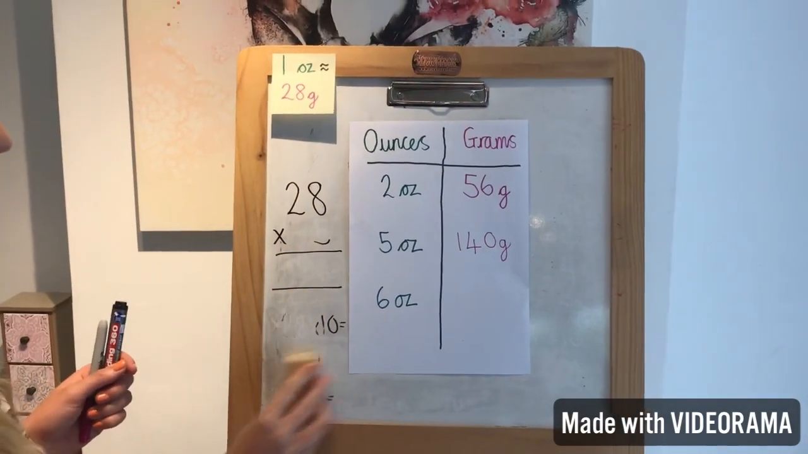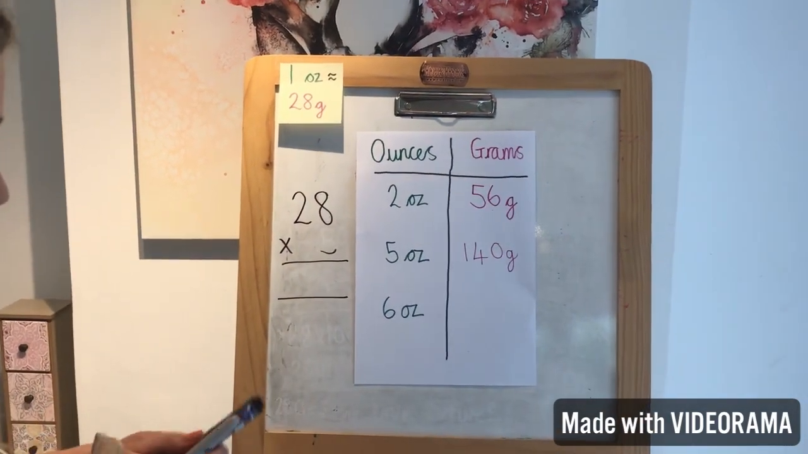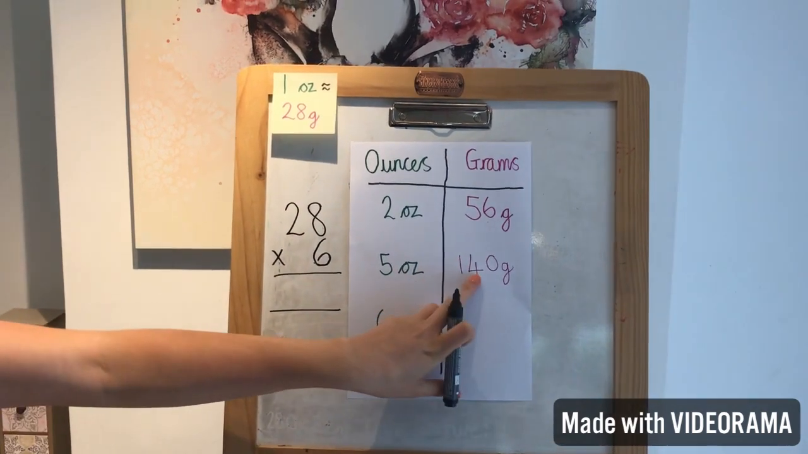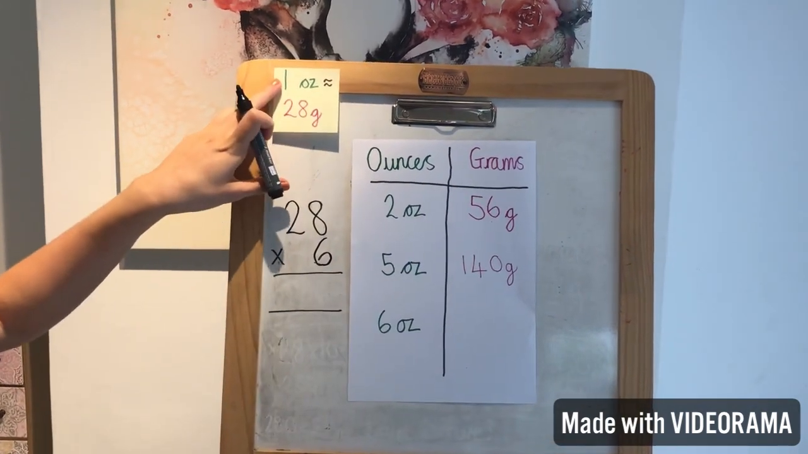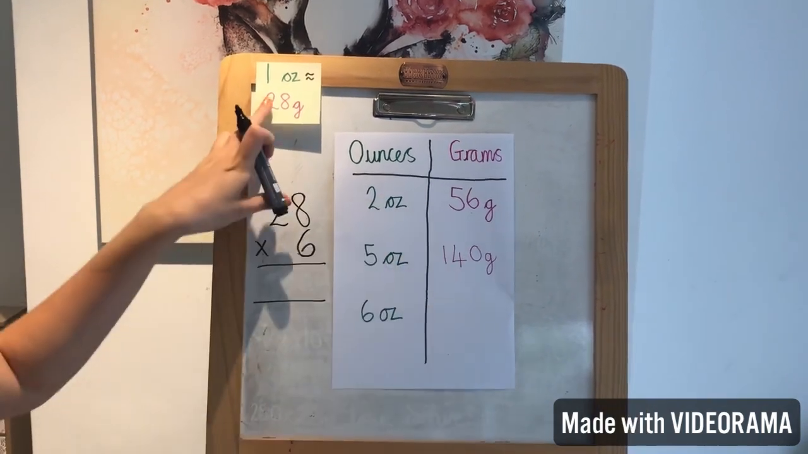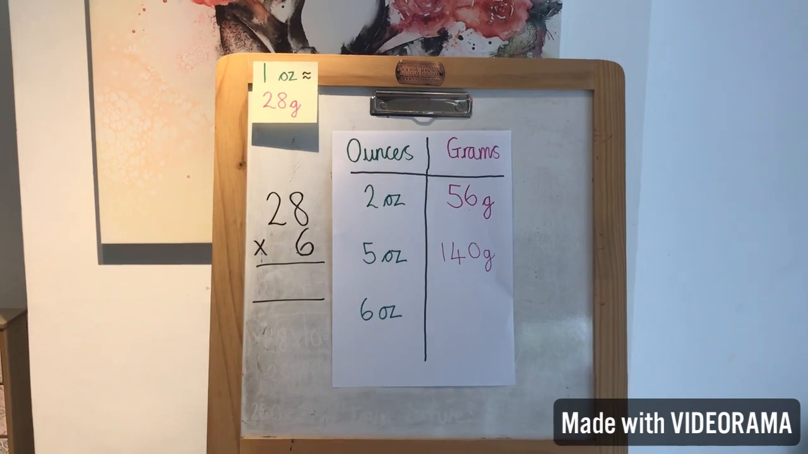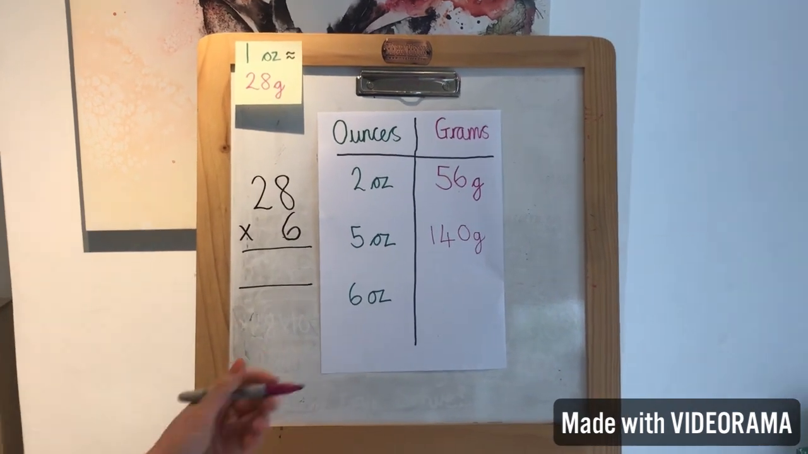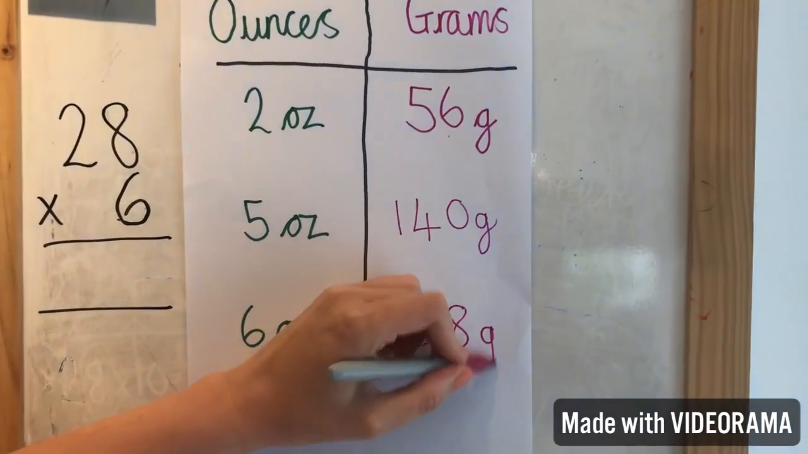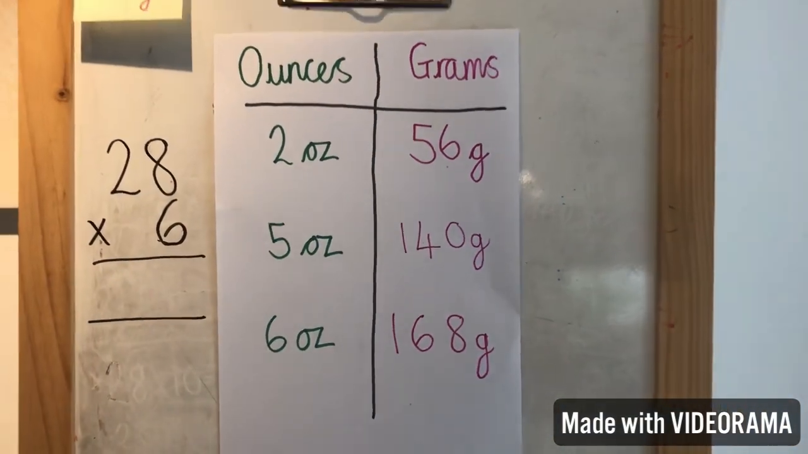Okay, now 6 ounces, we can do 28 times 6. That's one way of doing it. Or we could do 5 ounces add 1 ounce. 5 add 1 is 6. So we could use these 2 facts that we already know. So 6 ounces would be 168 grams.